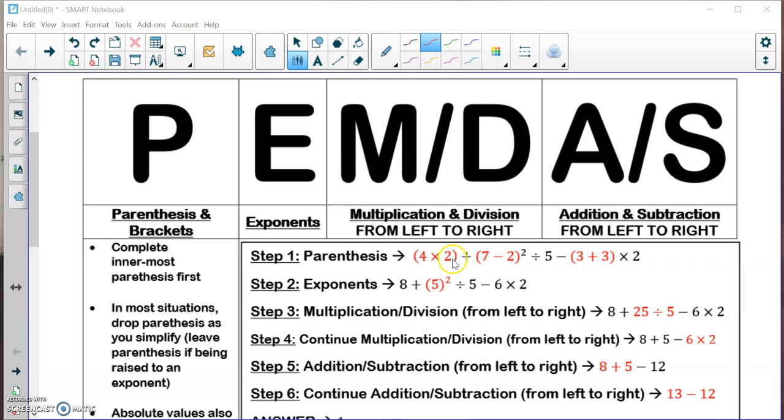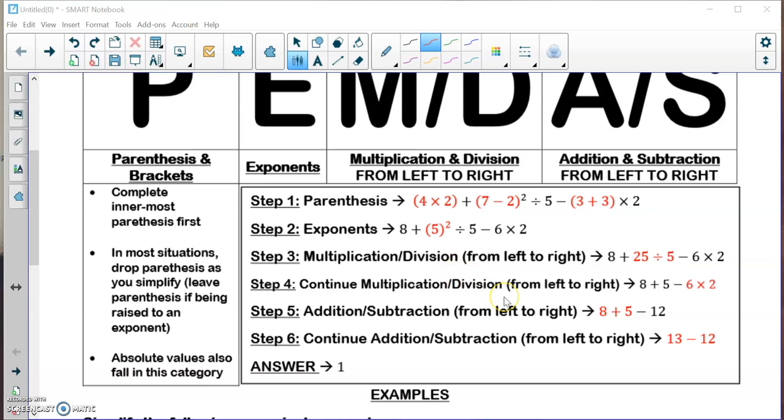When we are dealt with a numerical expression, or just a general expression, we want to simplify it by first taking care of our parentheses and brackets. Parentheses could look like this, or they could look like this. They could also look like this. There are many ways parentheses can be demonstrated, but these are the most common symbols that we use for parentheses. When we're simplifying our parentheses, we want to deal with the innermost parentheses first.